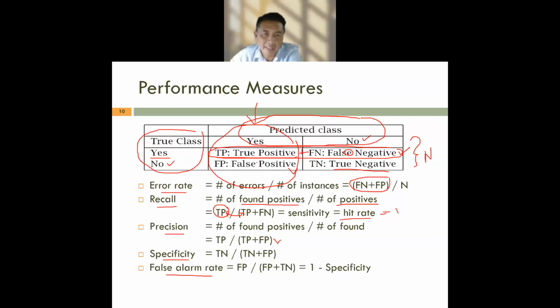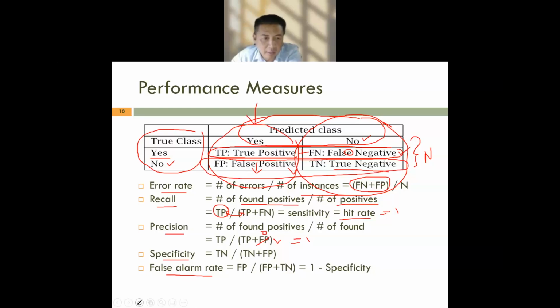So we want to minimize this. If this is 0, you will get precision equal to 1. So the precision will look at here. And then specificity will be referring to here. So we want to minimize the false negative here. No, this one will refer to here: true negative and false positive.